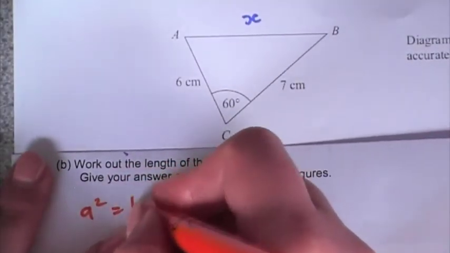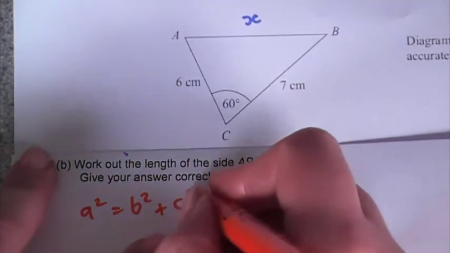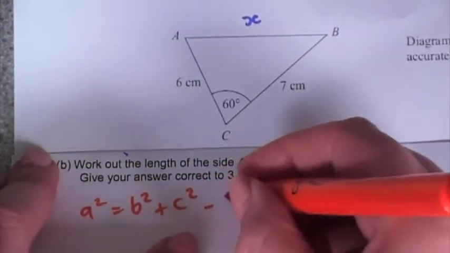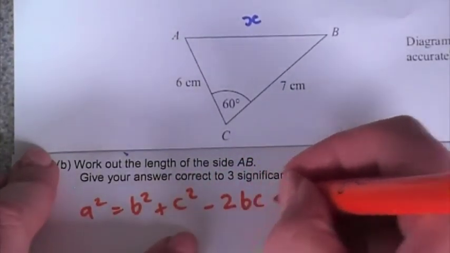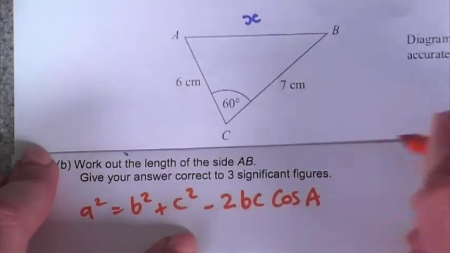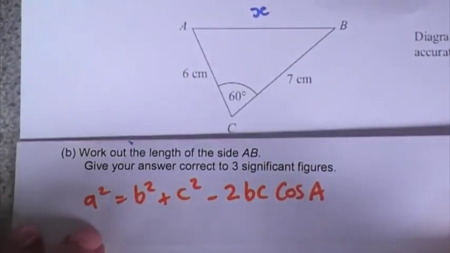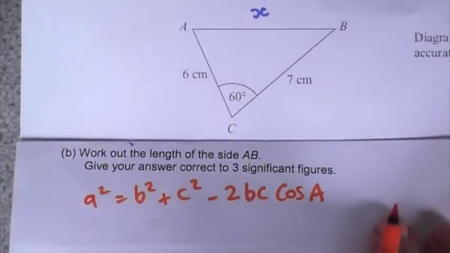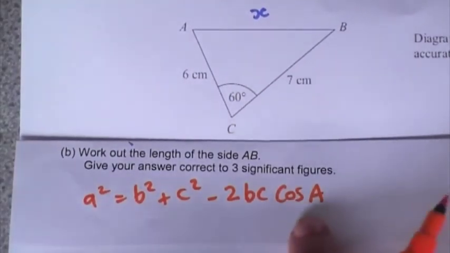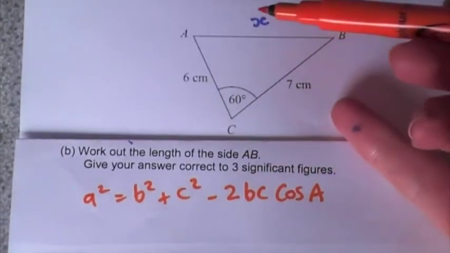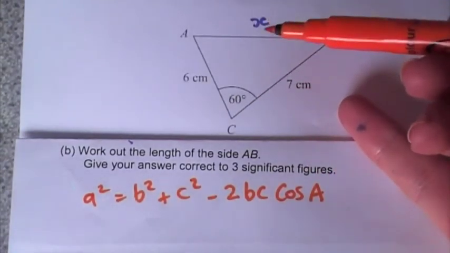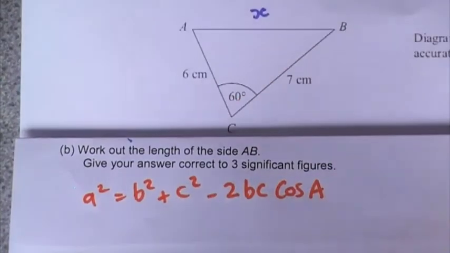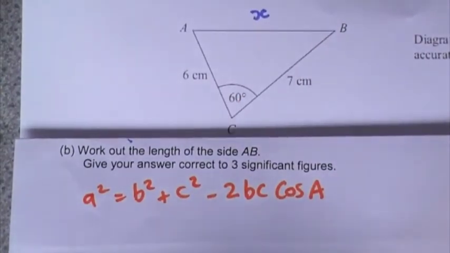a squared equals b squared plus c squared minus 2bc cos A. And again, I don't care what the a's are, b's are, or c's are, as long as the side I'm trying to find, I have the angle opposite it. And in this case, I'm trying to find that side, and I do have the angle opposite. So let's dump the numbers in.